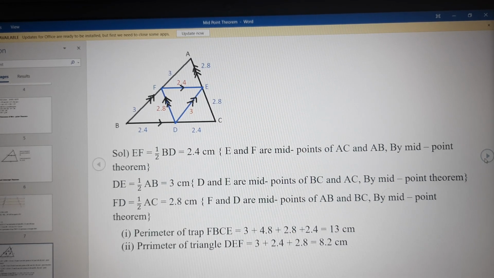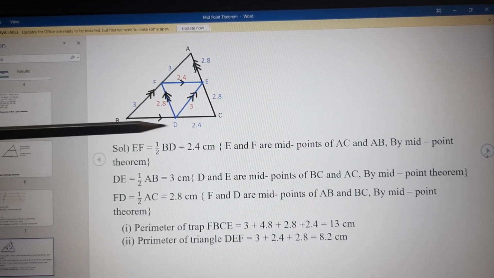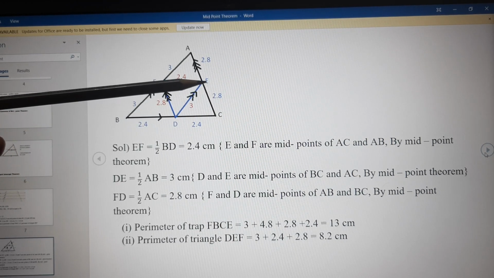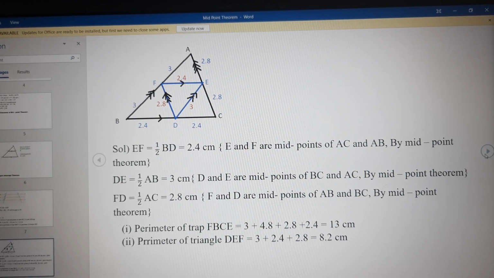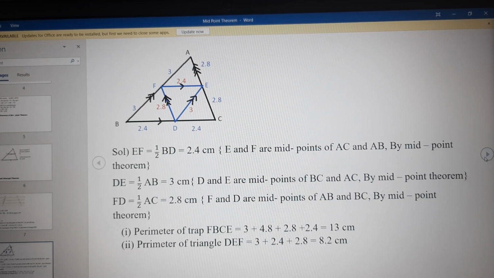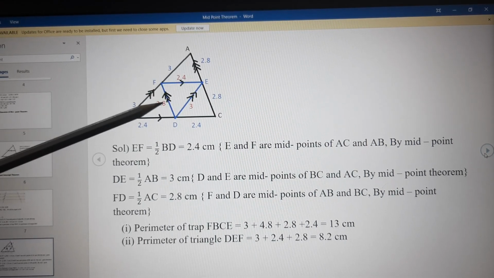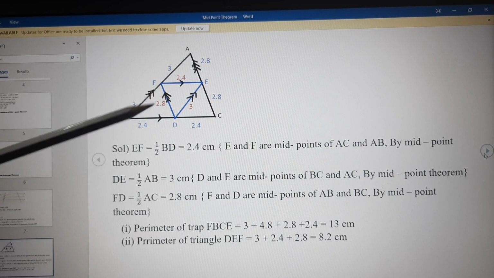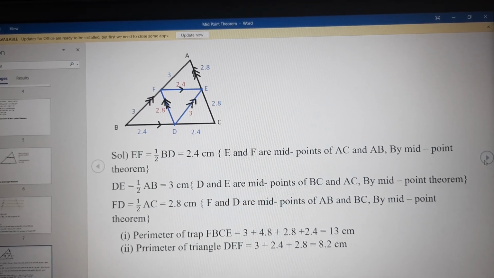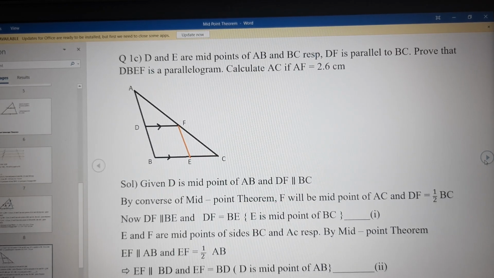Now we'll very easily be able to calculate the perimeter of the trapezium. So it is 3 plus 4.8 plus 2.8 plus 2.4. That means 13 centimeter. Now triangle DEF. In triangle DEF, we have already calculated all three values. So it is 3 plus 2.4 plus 2.8. That means 8.2 centimeter. Clear? Moving on to the next question.